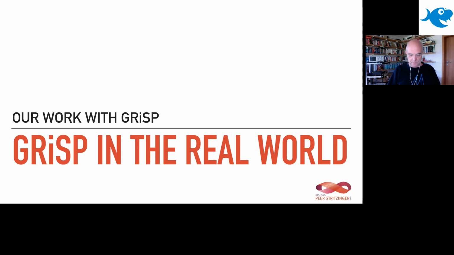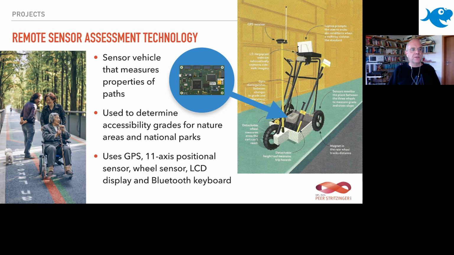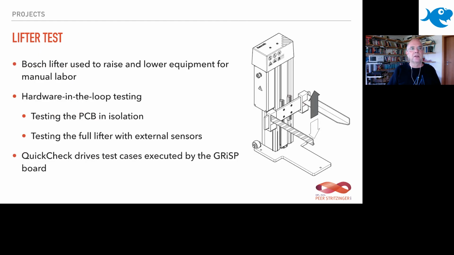So, a few examples of what we do with GRiSP in the real world. We made a prototype for a remote sensor assessment technology for trails, to measure the tilt and all kinds of things, and we were able to make a prototype pretty quickly to show that it's actually working. And this is probably heading towards production this year.